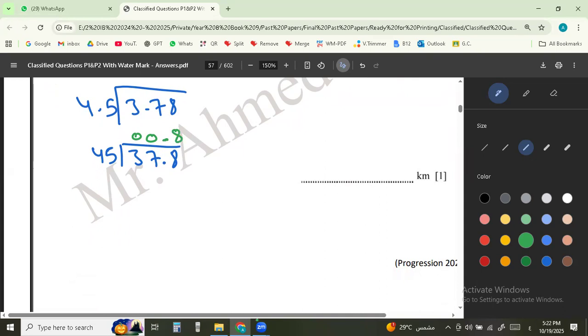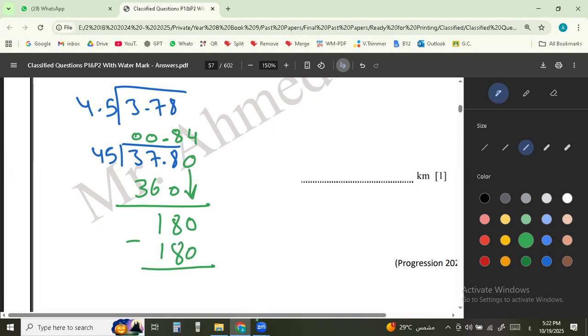If I do 8 times 45, what is it going to be exactly? 8 times 40 is 320, and 40 more is 360 exactly. That's 8 times 45. Minus gives you here 18. Bring down a 0. 180. So how many 45s are in 180? You're going to find that I have 4 45s, because 4 times 45 gives you exactly 180.